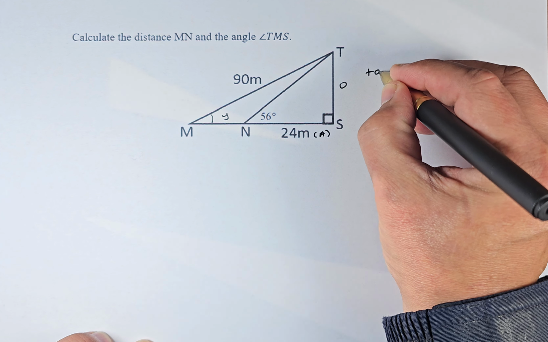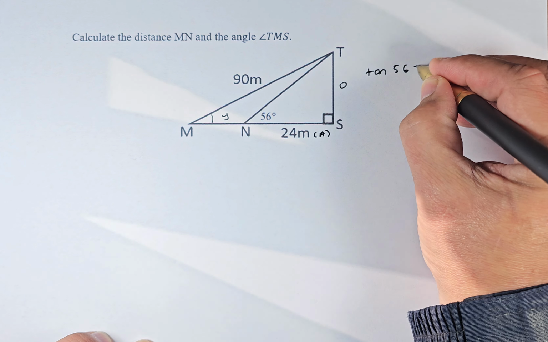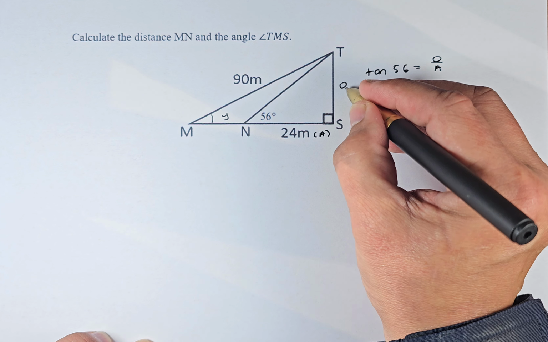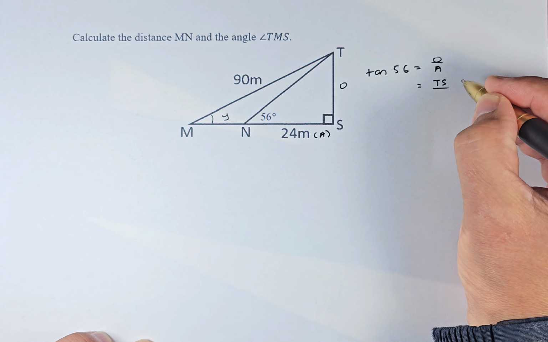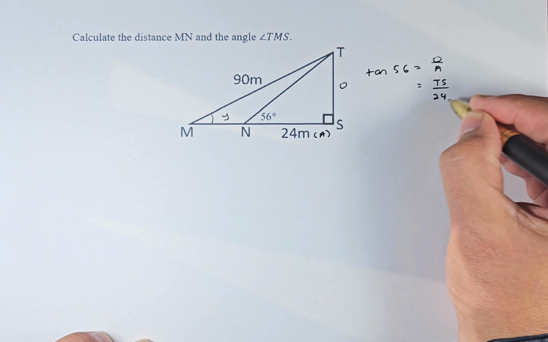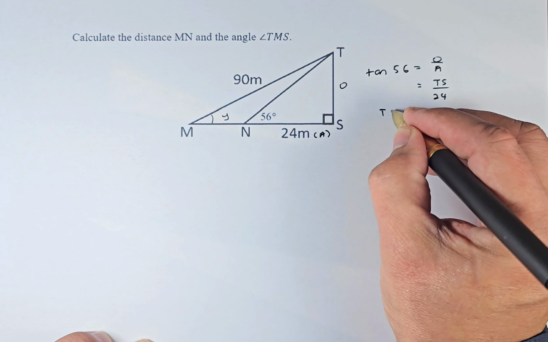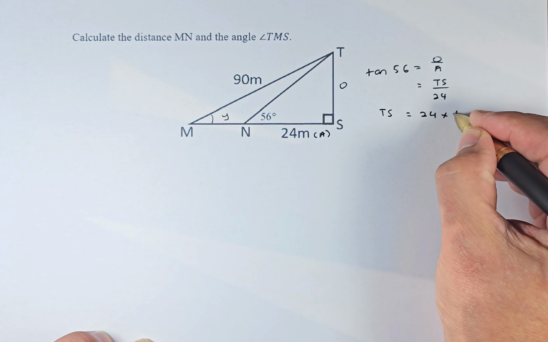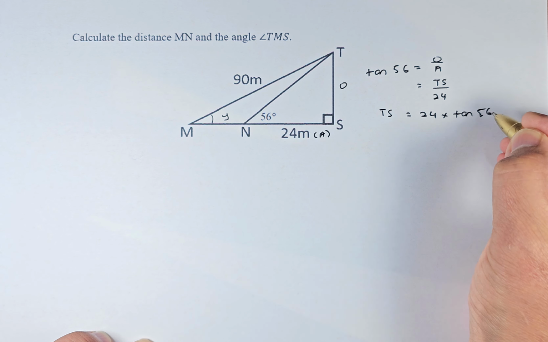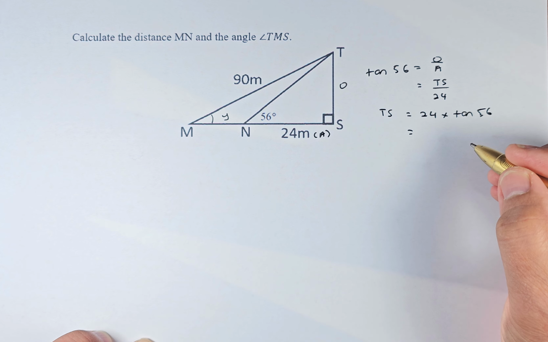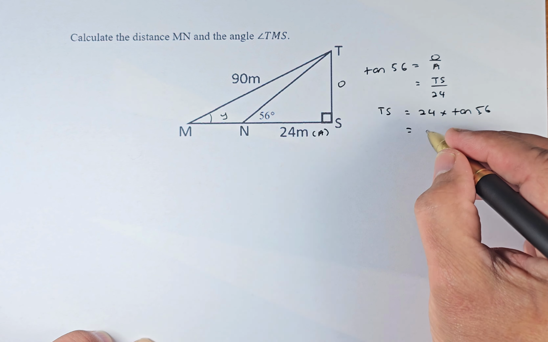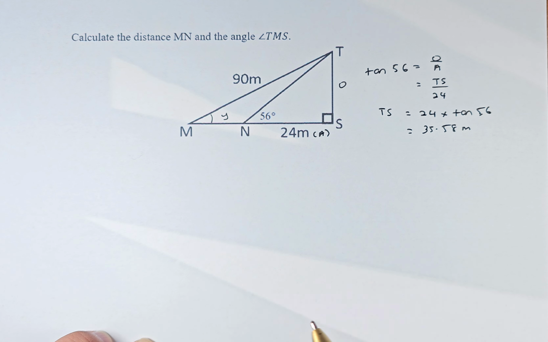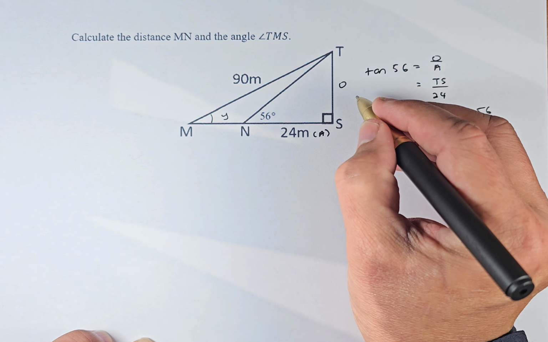So tangent 56 equals opposite over adjacent, TOA, equals opposite is unknown, so we put TS over 24. To calculate TS, the height of this, you just take 24 multiplied by tangent 56. I just did the calculation before, and the answer is going to be 35.58 meters. So now we know the height here, we're going to put 35.58.